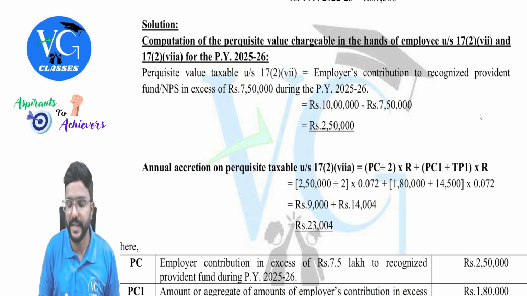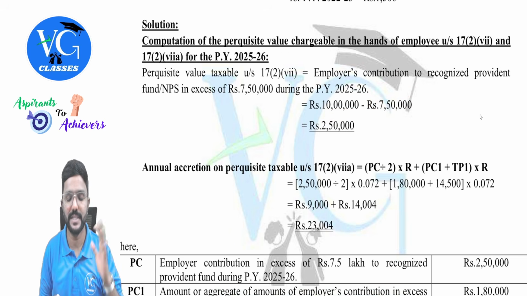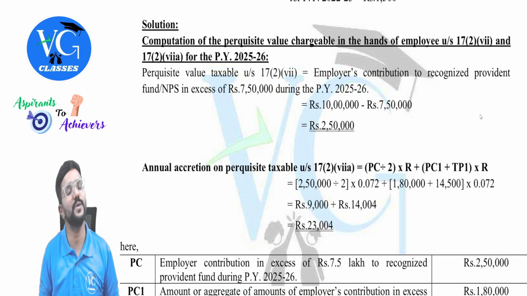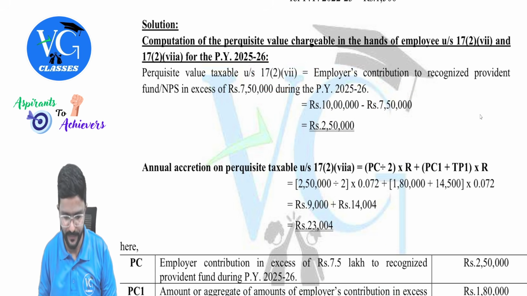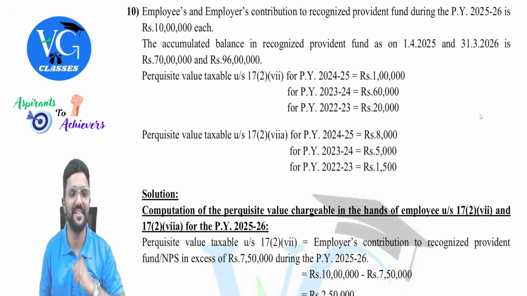So during the current year, the employer has contributed 10 lakh. In excess of 7.50, how much is there? 2 lakh 50. So it is taxable as perquisite under section 17(2)(vii). Very easy. Next one is the important thing, 17(2)(viia).